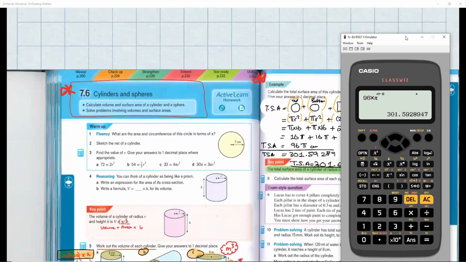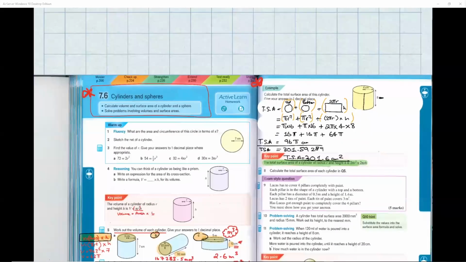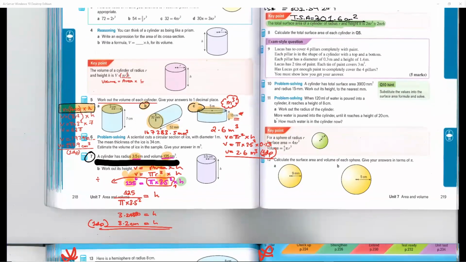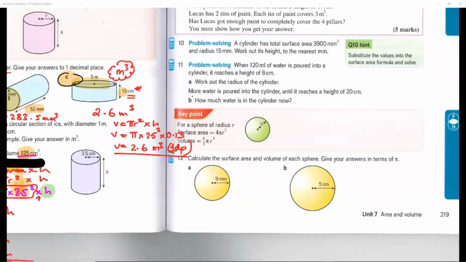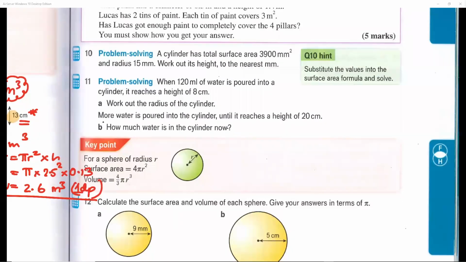Right, let's go to the calculator, move it out the way. Right, so we've got some exam style questions. We haven't got much time for exam style questions, so let's just do question number 10.